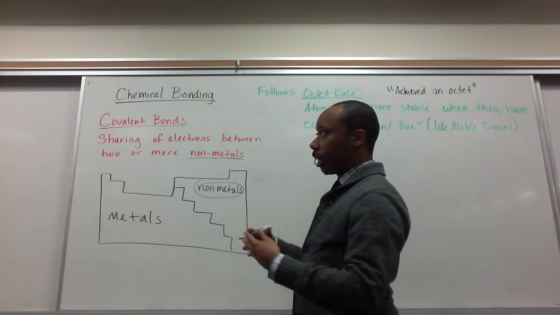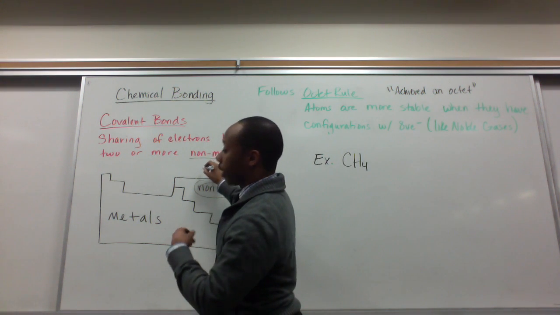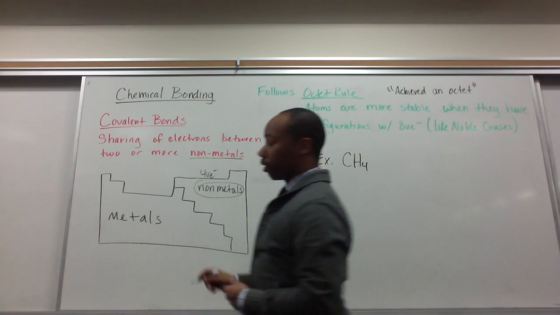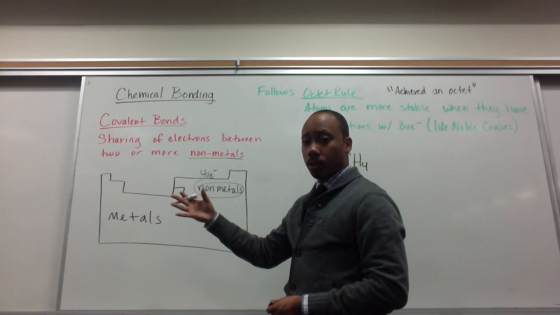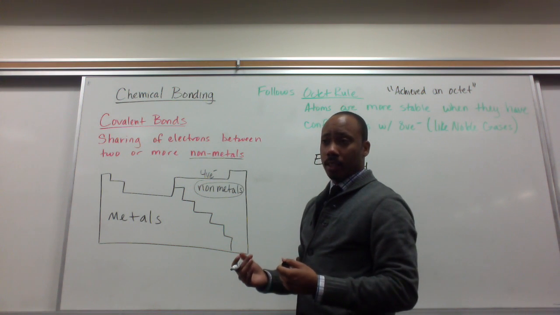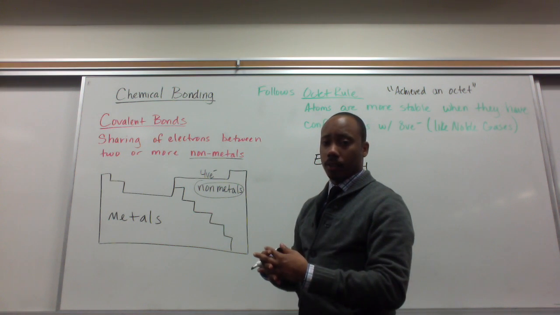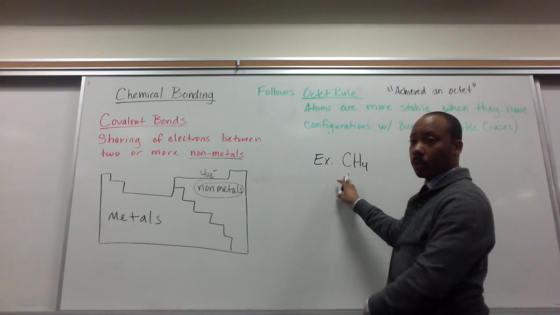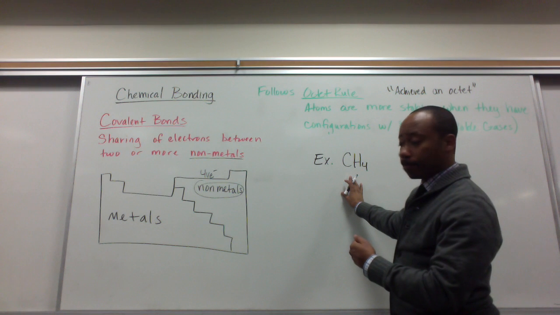Now, if we think of an example, in group 4A we have 4 valence electrons, meaning they can gain 4 electrons to achieve an octet, or they can lose 4 electrons to achieve an octet. Neither one's an easier path, so they decide to share electrons. An example of that would be carbon. Carbon is one of the most abundant elements on the Earth, and it bonds covalently.